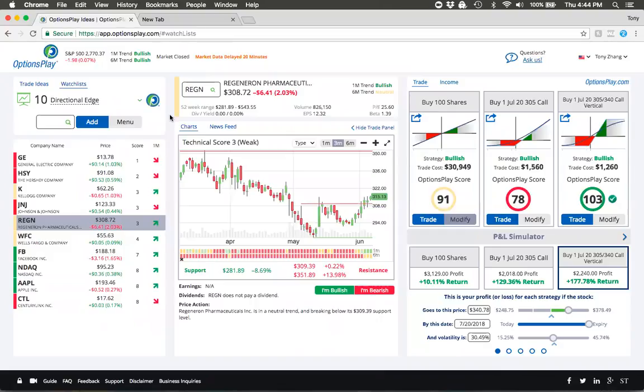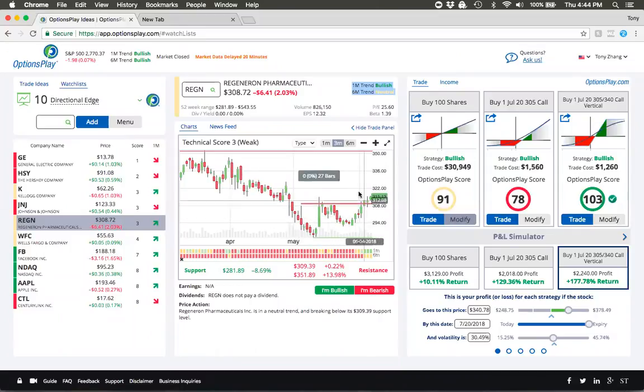This platform was designed to help you shave all of that research down from a few minutes to just a few seconds. Okay, so let's take a look at a few more examples. Regeneron Pharmaceuticals, technical score of 3, weak stock. Clearly underperforming the market. The 1-month and 6-month trends are telling a slightly different story, telling me that even though this is a weak stock, it doesn't look like it's going to continue weakening.